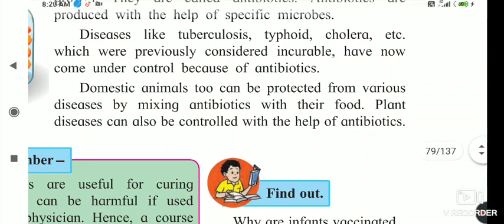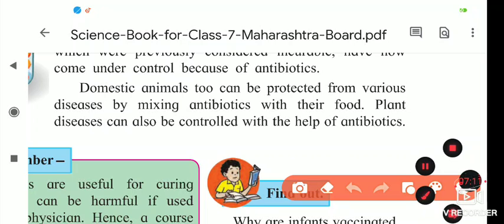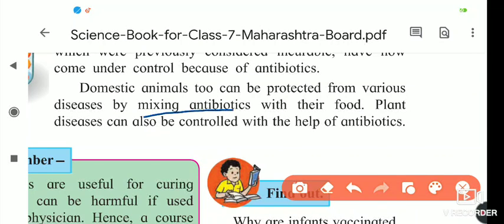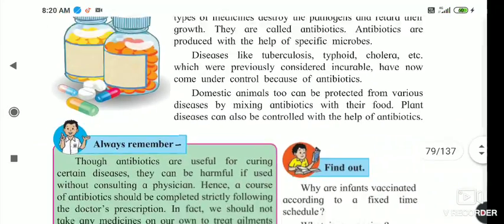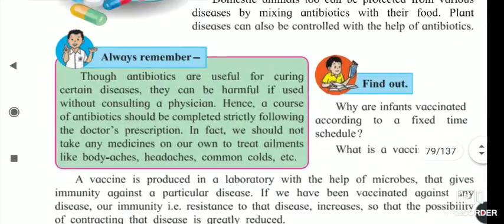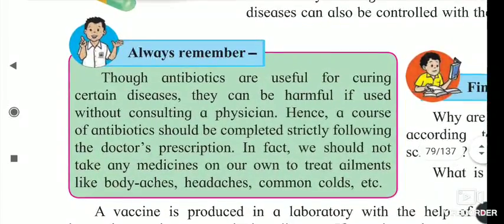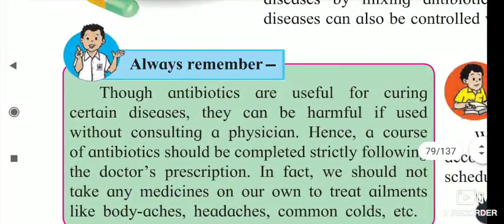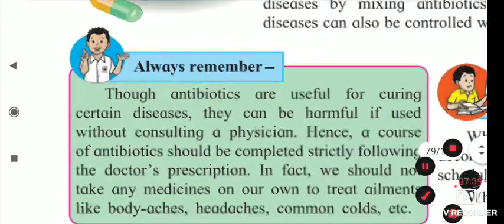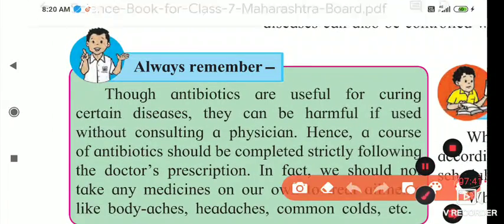Next point: domestic animals can also be protected from various diseases by mixing antibiotics with their food. Plant diseases can also be controlled with the help of antibiotics. So this is the use of useful bacteria. We are producing antibiotics, and we are preparing some food materials which are healthy for us. By using this we can cure disease.